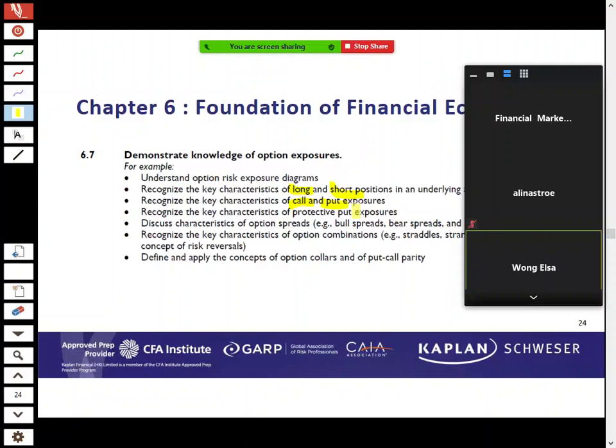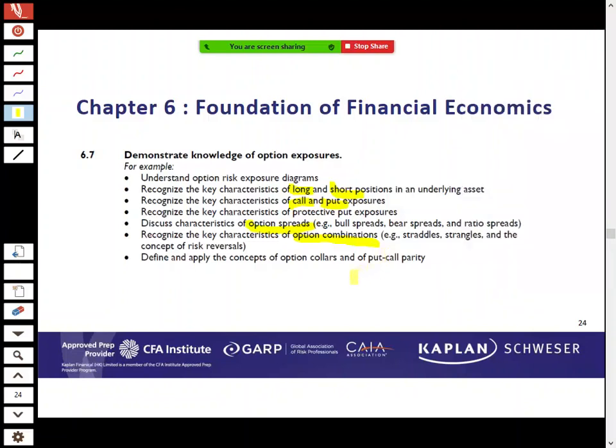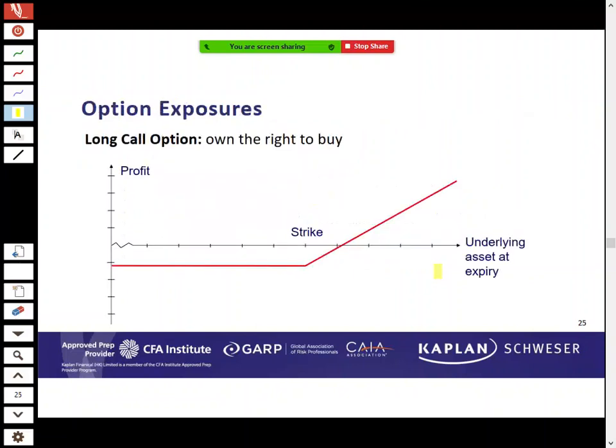Okay, so with these different building blocks, you can have different strategies. You can have different option spreads and option combinations. So these are the strategies, and we have to understand what these strategies are for. And lastly, a little bit on the parities concept, which is used for valuations. So the curriculum requires us to have the knowledge of these building blocks, some strategies knowledge, and also about the valuations.